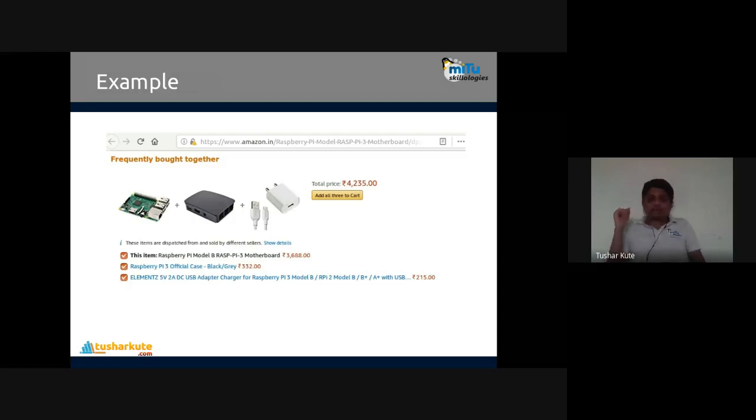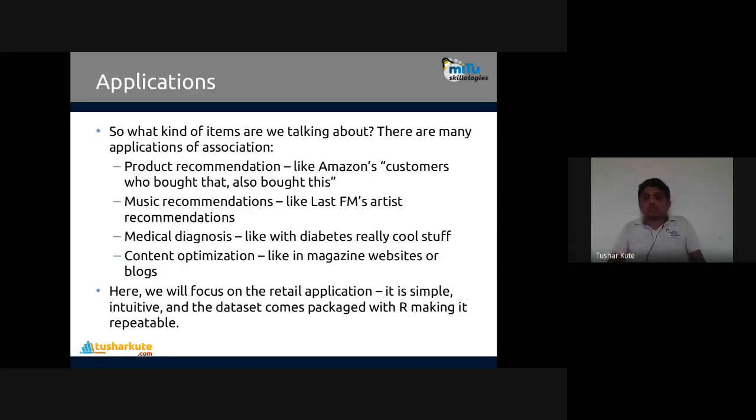If you have seen Raspberry Pi, when I purchase a Raspberry Pi, it shows "frequently bought together." I have purchased only the Raspberry Pi, only this item. And below that it is showing the Raspberry Pi 3 official case, black color case. They are suggesting the data cable and power cable also, along with the charger cable, to have together. So how do they know about it?